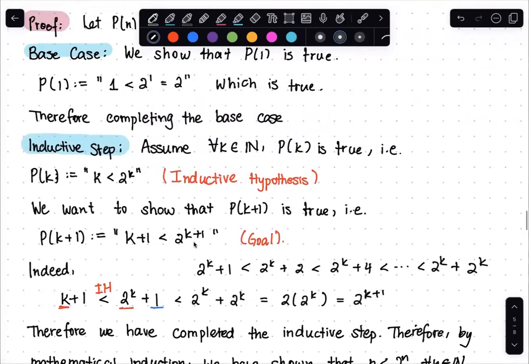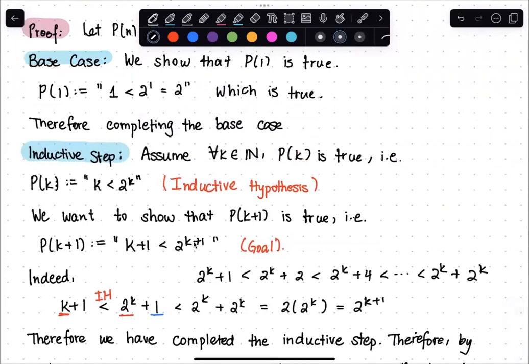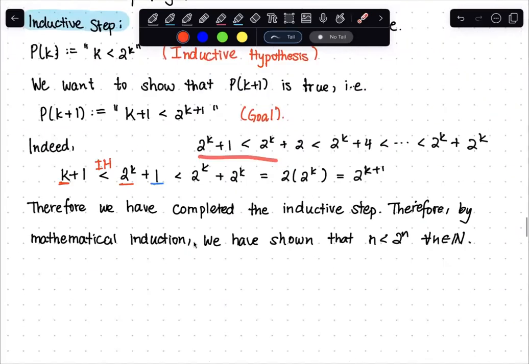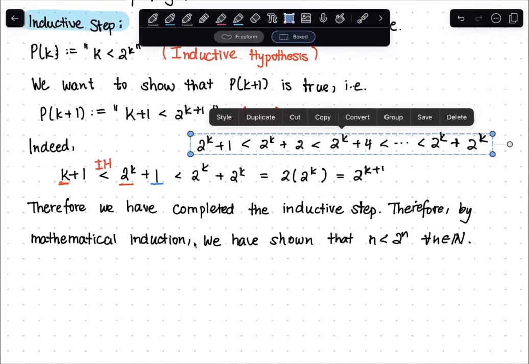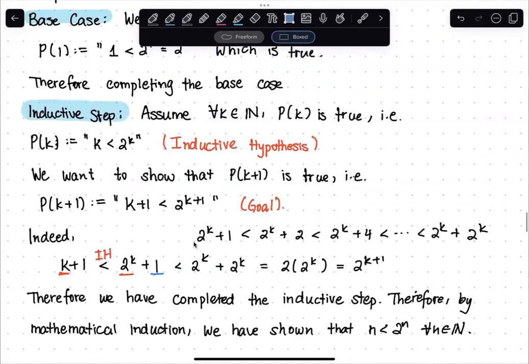Okay, so this one's not too bad. It's just a little bit of a trick that you would have to be able to observe. So this is one key fact that one should be able to observe as well. Okay, so let's move on to the next example.